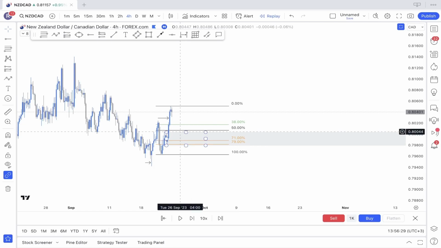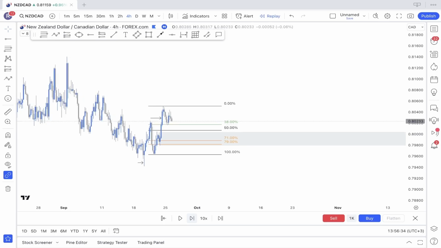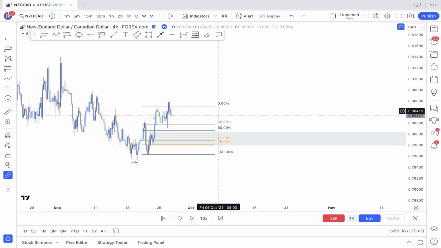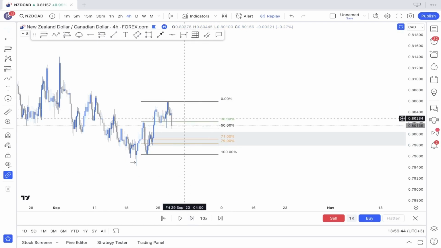All right, so now let's play the price and see what happens, okay? Okay, we have a correction. That's great. Again, we have another correction. We can also adjust the fib right now, okay? And let's wait for price to approach. Okay, now we can place our buy limits.